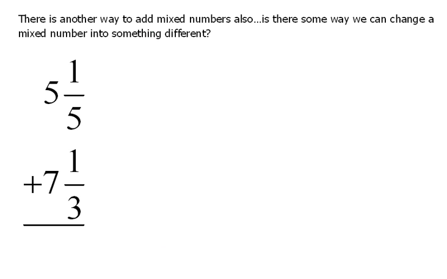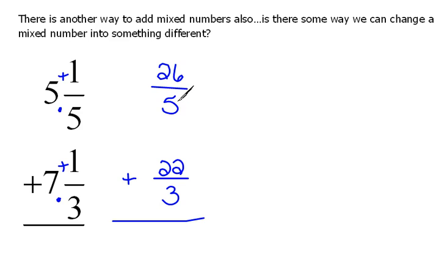Now, there's another way of working with mixed numbers, and that would involve changing it into something different. So do you remember how we can change a mixed number into something else? We could change that into an improper fraction by multiplying and then adding. So 5 times 5 would be 25, plus 1 would be 26, over 5, we'd have to keep that same denominator, plus, here we could do the same thing. Change that into an improper fraction by saying 3 times 7 is 21, plus 1 would be 22 over 3. So we've just converted those to improper fractions.